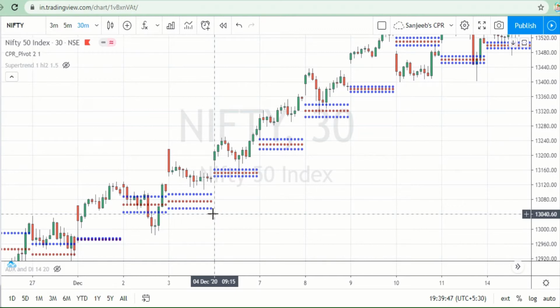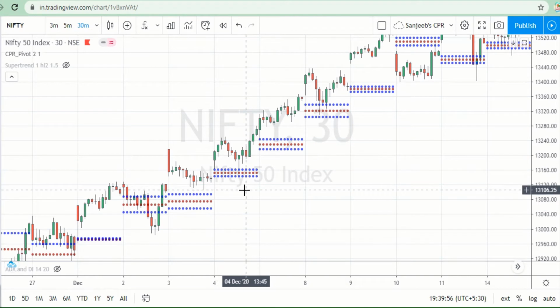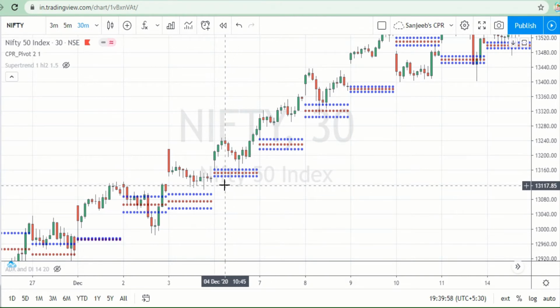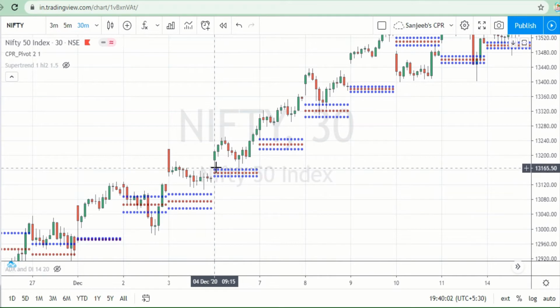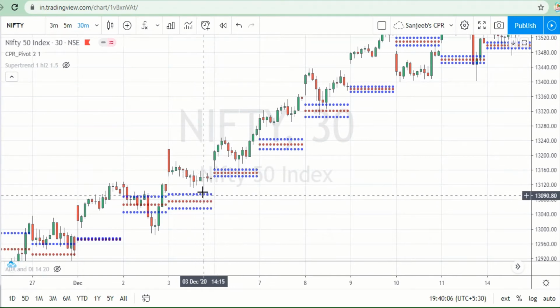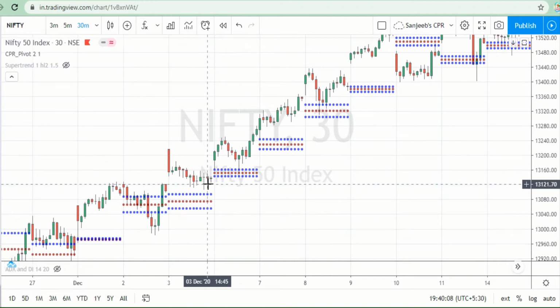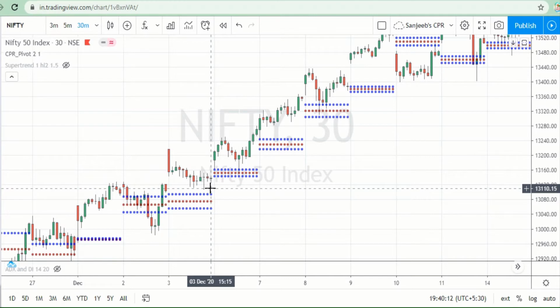If the prior day's close was above its pivot range, the market will likely carry a bullish bias. See here, prior day's close. Here the prior day's close and today's opening is up here. The prior day's close is also above the CPR. Previous day का close CPR के above रहता है, then the next day का chance रहता है कि वो up जाएगा.